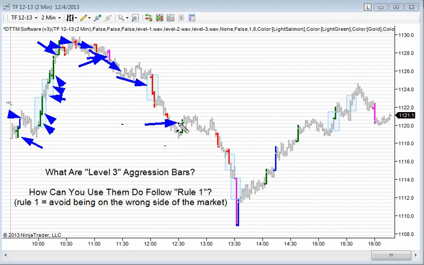Here's an attempted move back where this original move started. Here's an attempted move higher that really doesn't get anything. It takes 15-20 minutes, but we can't get above that, and we finally go make new lows on some really strong aggression.